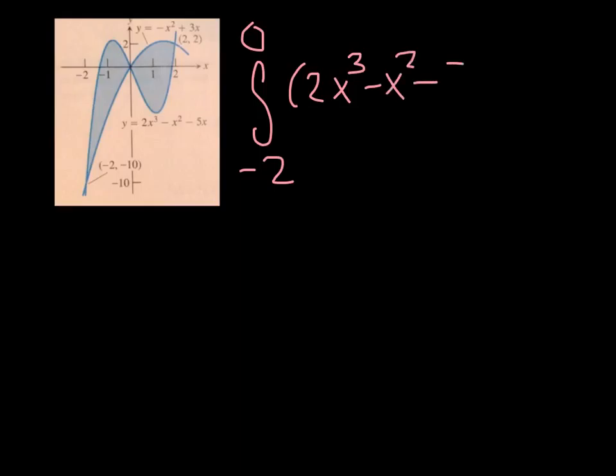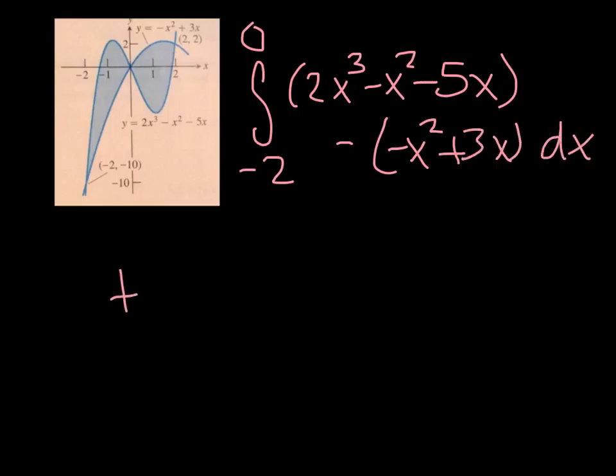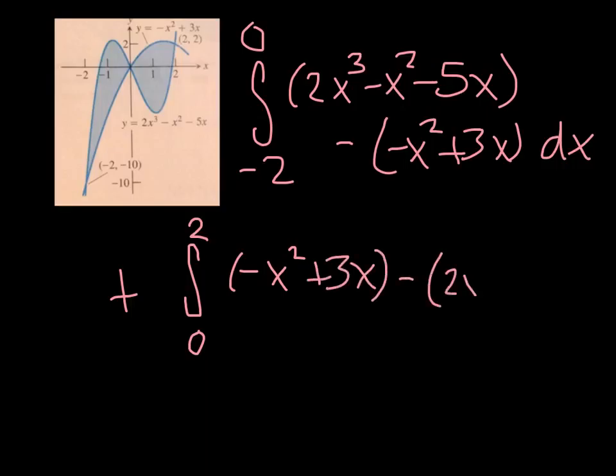So we start with the first region from negative 2 to 0, and we're going to subtract the bottom curve from the top curve. So that is 2x cubed minus x squared minus 5x, minus negative x squared plus 3x, dx, and add the next region from 0 to 2 of negative x squared plus 3x minus 2x cubed minus x squared minus 5x dx.